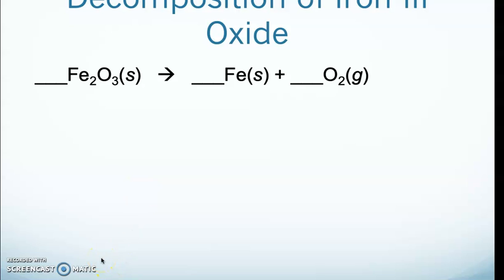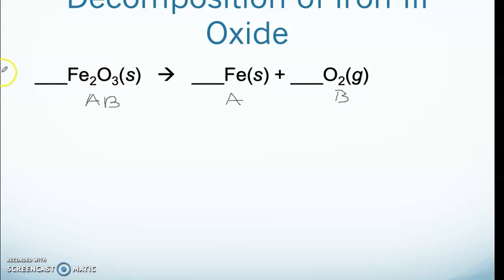So what you have here is your AB breaking down to form your A plus B. So you have your compound on the left and your individual elements on the right. So this is actually the reverse reaction of one of the last ones we just did.